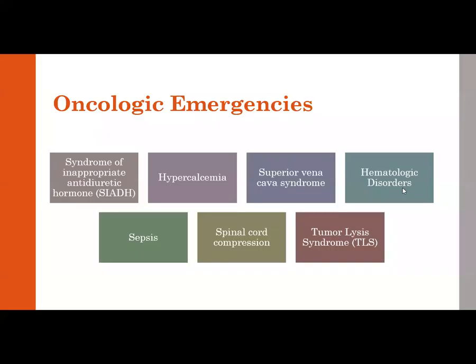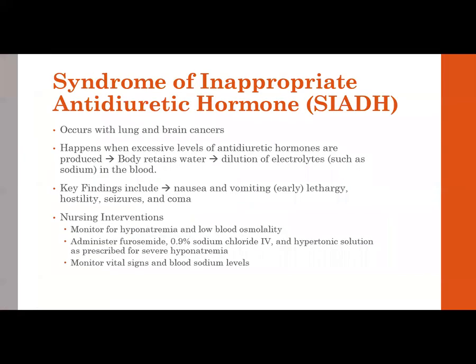So I wanted to come back here and talk about a few of these other ones, such as your syndrome of inappropriate antidiuretic hormone. This occurs with both lung and brain cancers, and it happens when excessive levels of antidiuretic hormone are produced. So the body retains water, causing dilution of electrolytes such as sodium in the body.